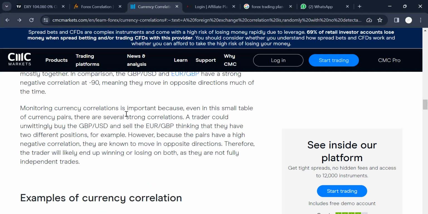Now, currency correlation is important because even in this small table of currency pairs, there are several strong correlations, right? The correlations are in terms of magnitude. Some are huge, some are bigger than others. So you just have to find time and look at that. I can do that for you. I have found my niche with EU and GU, and then AU is there, right? If I like, I'll add the EU and the EG.